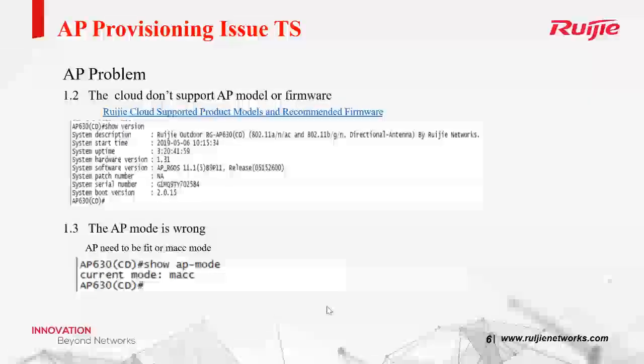Then choose the AP mode. If you want your AP online in cloud, the AP needs to be in FIT or MACC mode. How to check it? You can use show ap-config mode. If it is FAT, you need to change it to MACC. So how to change it to MACC? Using ap-mode MACC can change it to MACC.